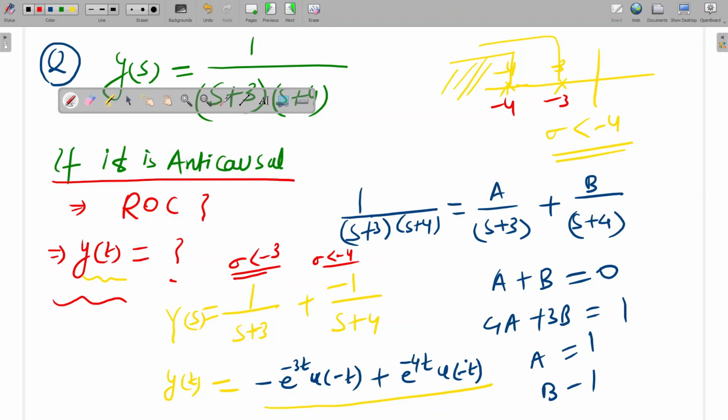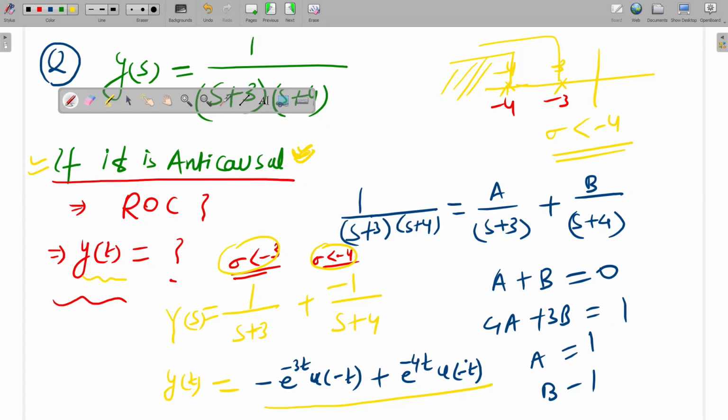But stability I am not asking. Here the condition is given, it should be anti-causal. The information will be given in the question, and accordingly we can calculate the ROC. As per the ROC, we'll take the inverse Laplace. Is it clear?